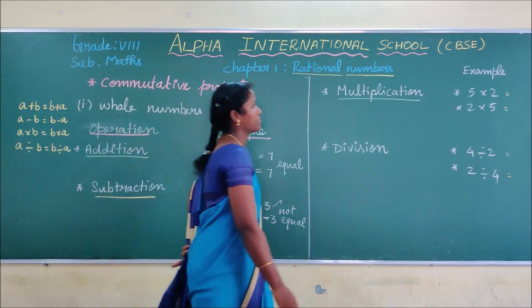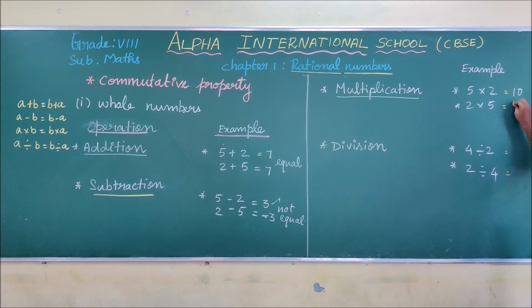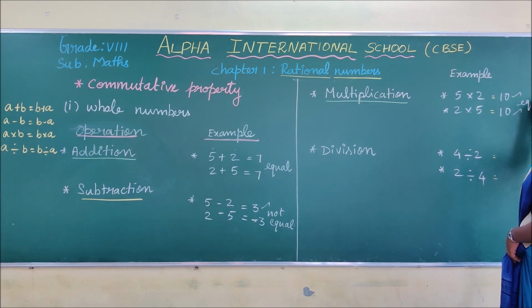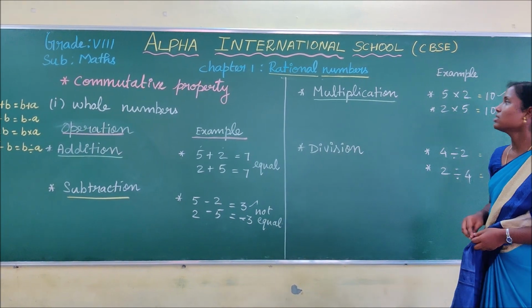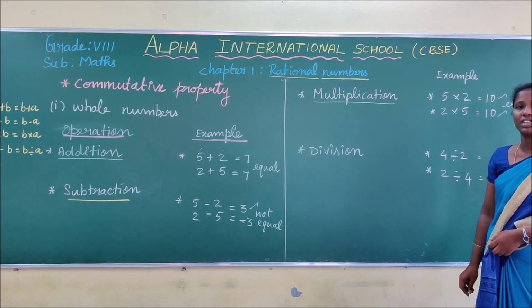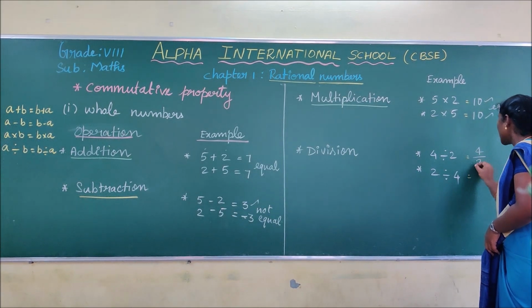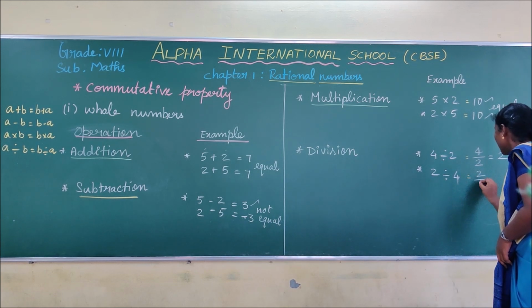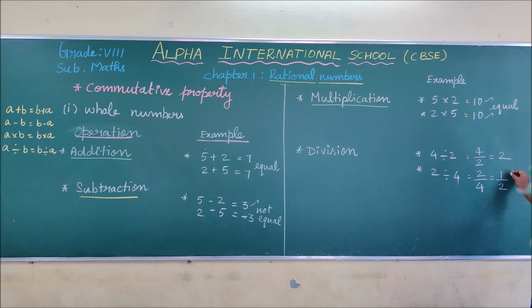Next, check for multiplication. We are choosing two whole numbers. 5 into 2 is 10. Just replace the values. 2 into 5 is 10. Whether the results are equal? Yes. In both, we are getting 10, they are equal. So we can say that the commutative property holds for whole numbers under multiplication. Next, let us check for division. I am choosing two numbers, 4 divided by 2. What is the result of 4 divided by 2? The result is 2. Now the value of 2 divided by 4. What is the answer? 1 by 2. Whether 2 is equal to 1 by 2? No, it is not equal.